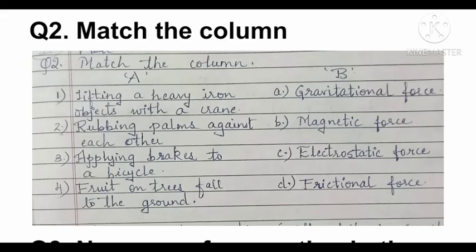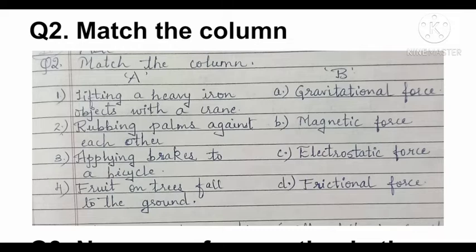Question number 2, match the column. A and B columns are there. A column is the question column and B column is an answer column which is jumbled up. Okay, you have to choose the correct option for question A.